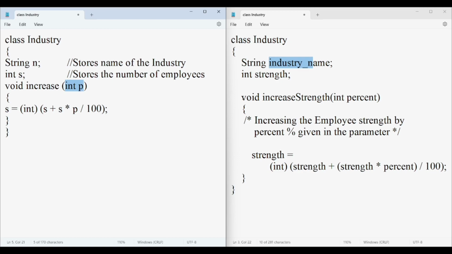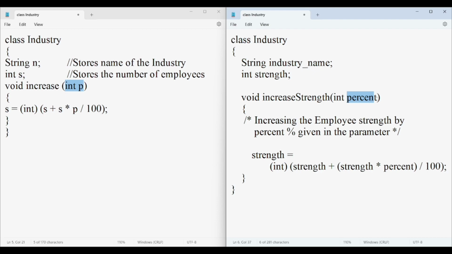Instead, on the right hand side, if you see here, I have written increase strength. The identifier of this function is increaseStrength. So it is clearly explaining that this function is to increase the strength, and for the parameter, this local variable, I have written percent. So it is clearly understandable that the parameter is some percentage and the function is supposed to increase the strength by the given percentage.